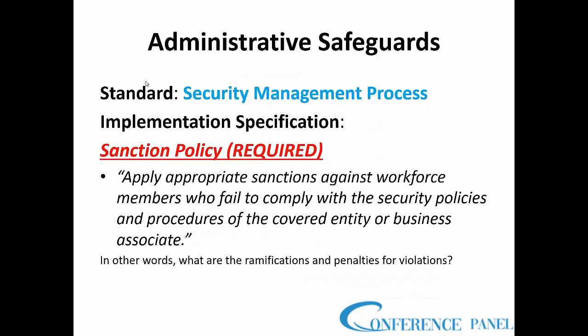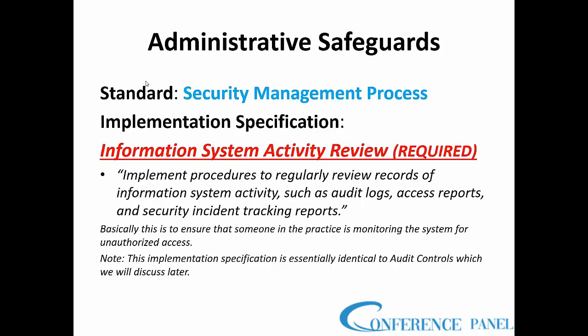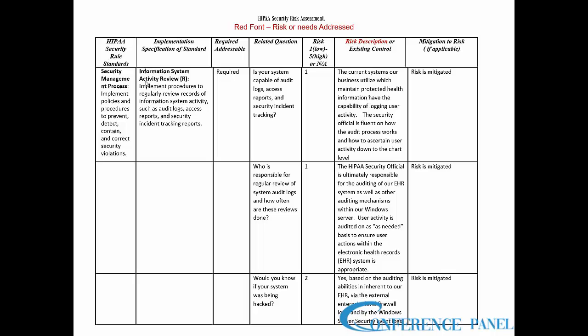Apply appropriate sanctions against those who fail to comply with our policies, obviously. Now we move to information system activity review, and this, of course, is required. Everything is going to be required in the future. Implement policies or procedures to review your information system activity. Is their system capable? Yes. First off, they have a Windows domain environment.